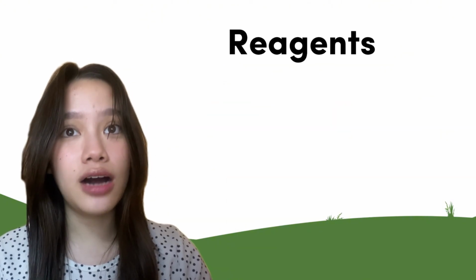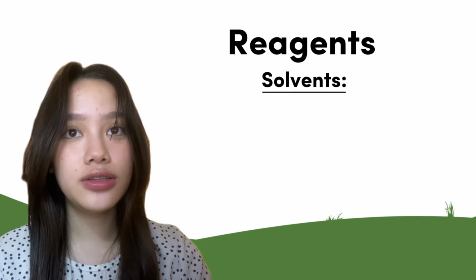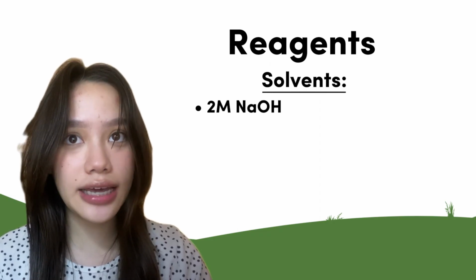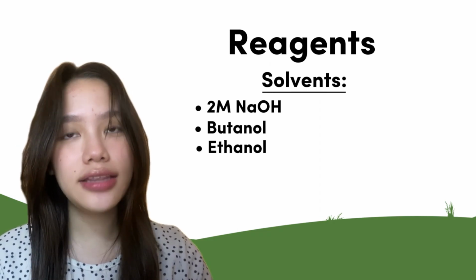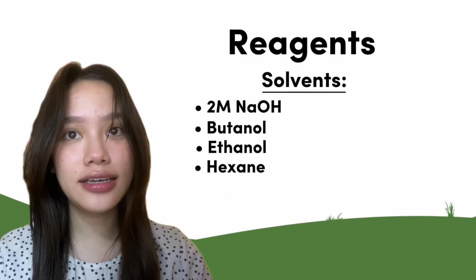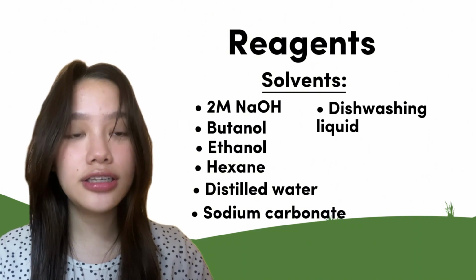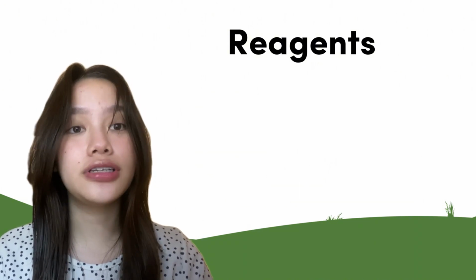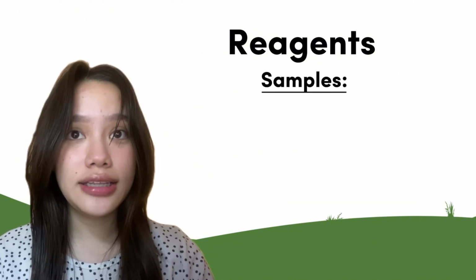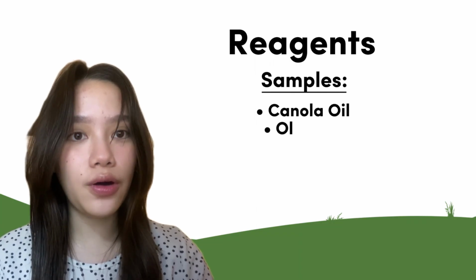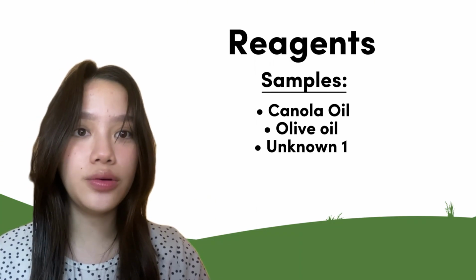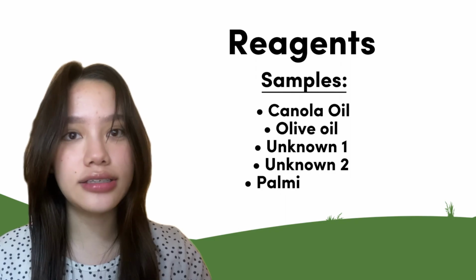gauze. For the reagents, we need our solvents, which are the 2 molar sodium hydroxide, butanol, ethanol, hexane, distilled water, sodium carbonate, and dishwashing liquid. And for the samples, we need canola oil, olive oil, unknown 1 and unknown 2, and palmitic acid.